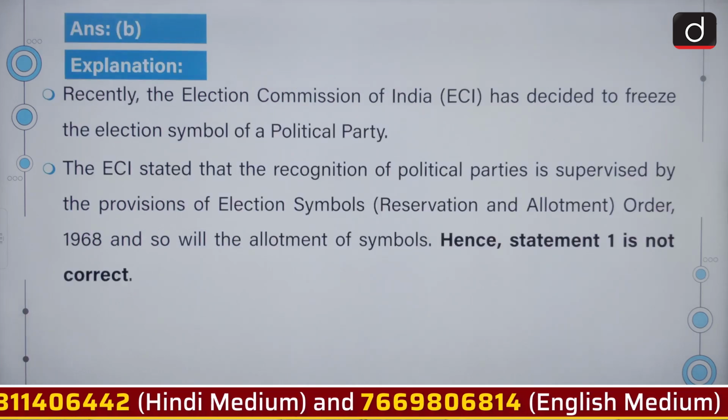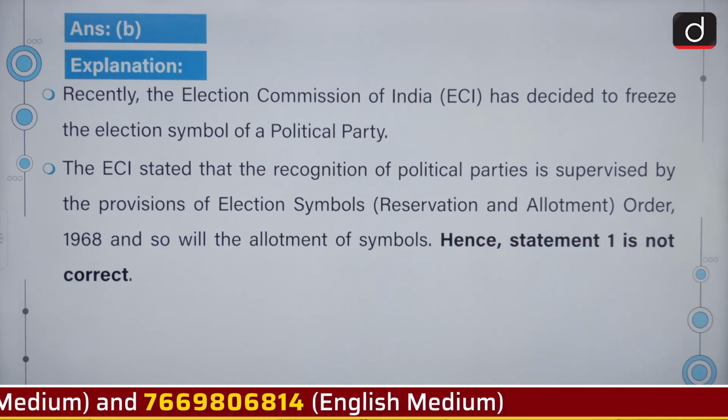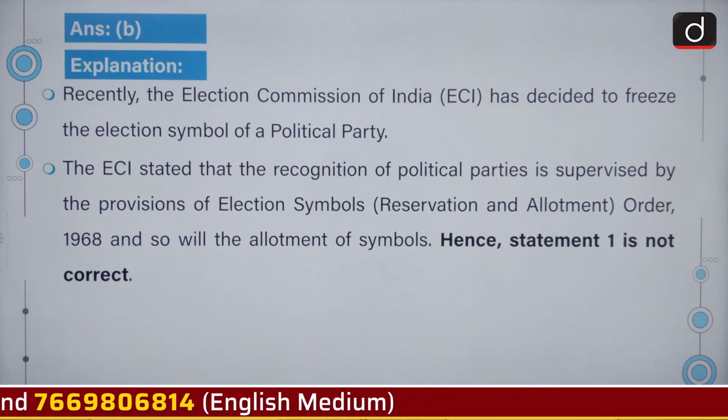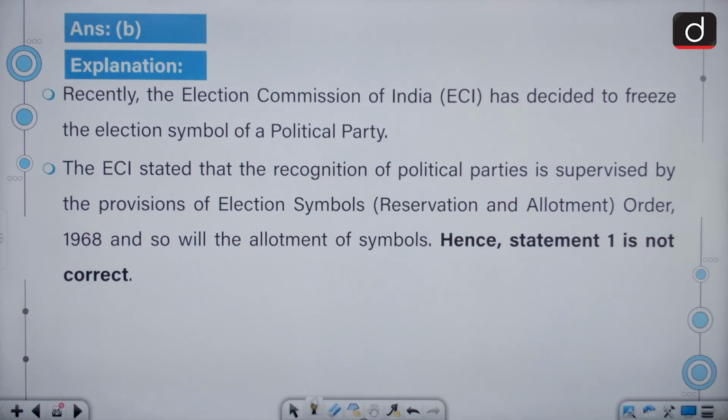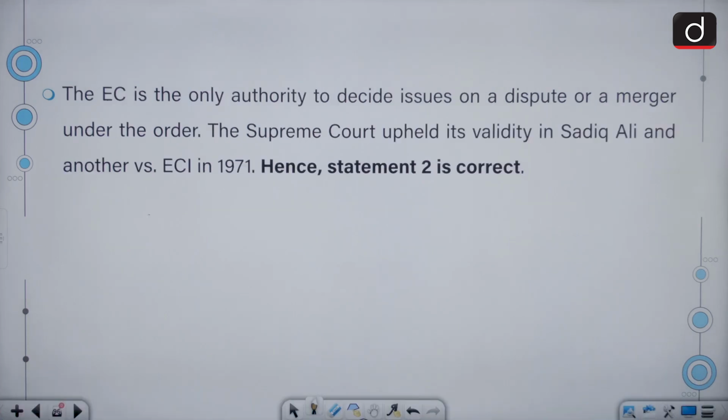Recently, the Election Commission of India has decided to freeze the election symbol of a political party. The ECI stated that the recognition of political parties is supervised by the provisions of the Election Symbols, Reservation and Allotment Order 1968, and so will the allotment of symbols. The EC is the only authority to decide issues on a dispute or a merger under the order. The Supreme Court upheld its validity in Sadiq Ali and another versus ECI in 1971.